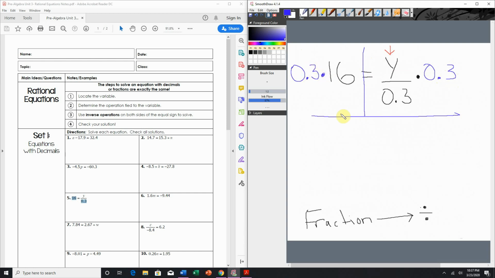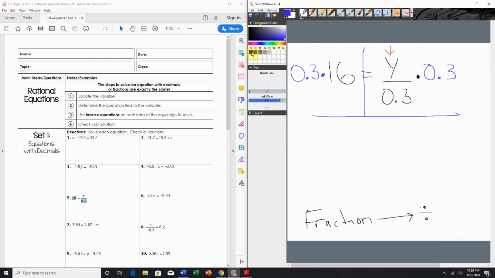Okay, so reviewing our steps, we located our variable, our y. We determined the operation. We saw that a fraction is division, and the opposite of division is multiplication. So we're going to multiply both sides by its inverse. So we're multiplying 0.3 times 16. 0.3 times 0.3 will cancel out.